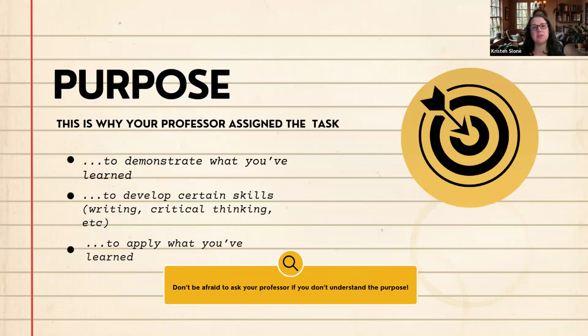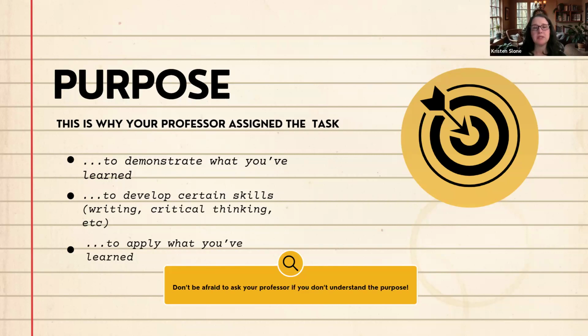And so a lot of times in the instructions, you'll see that the purpose is to demonstrate something that you've learned, or the purpose might be to develop certain skills. Okay, maybe it's your writing skills. If you're in FAS 100 or LAN 100 or LAN 101, those are kind of the three foundational courses, and they develop writing skills through progressing through each of those. And then another purpose might be just to apply something that you've learned, an application task.